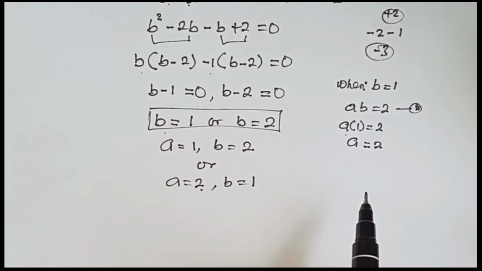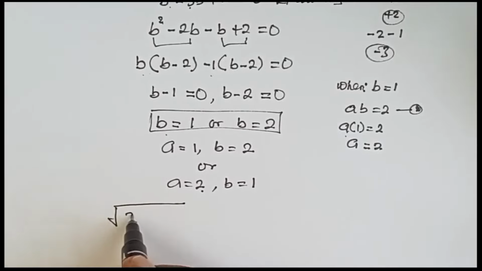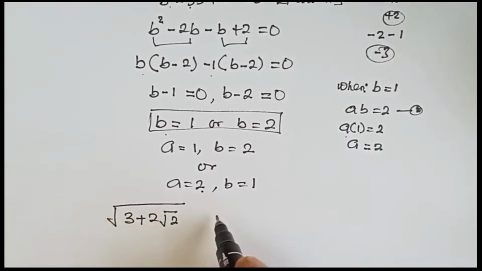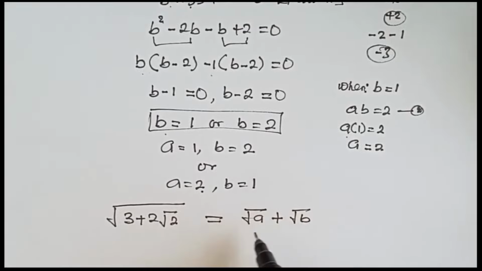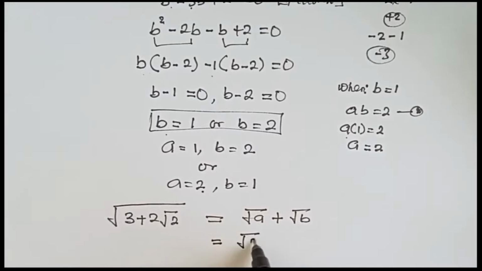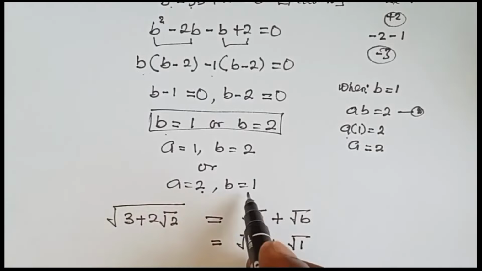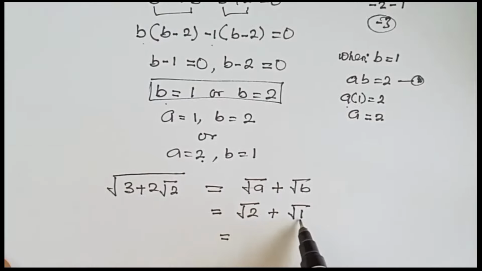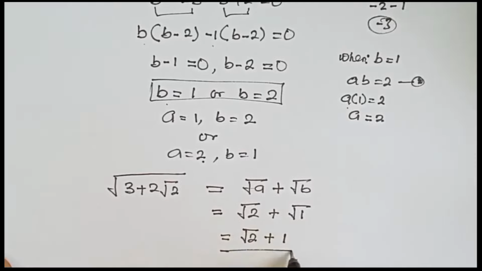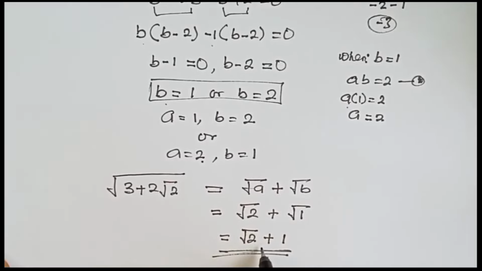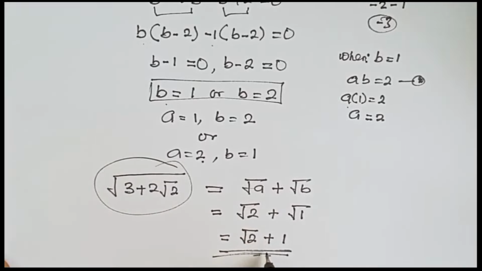Finally, we can now recall. The square root of 3 plus 2 root 2 will come in this form, root a plus root b. And then we know what our a is. Our a is 2, our b is 1. Then we can find the square root of 2 plus the square root of 1, which is 1. Our final answer is root 2 plus 1. That is the final answer. It means when you simplify this, the final answer will be root 2 plus 1.